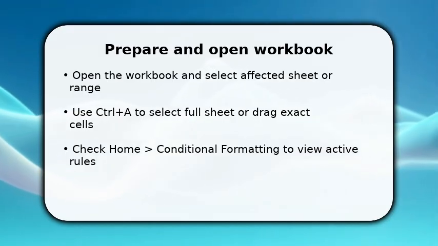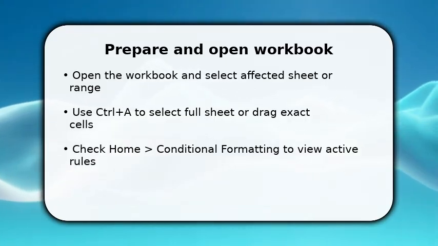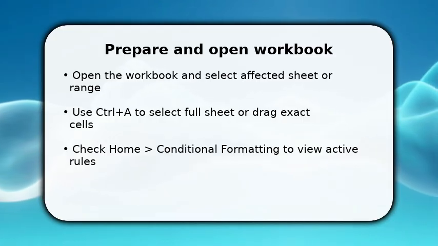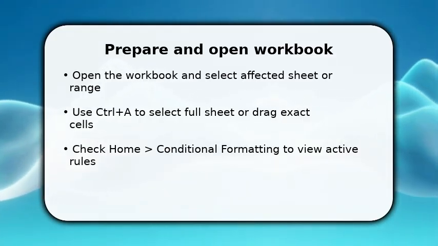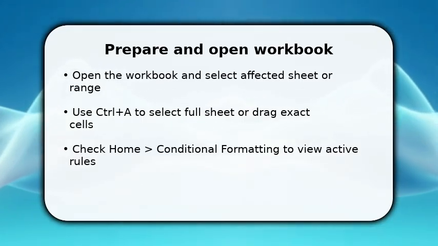Once selected, open Home, then Conditional Formatting, and click Manage Rules so you can see every rule tied to your selection. This tells you whether the condition is a rule, a custom formula, or coming from a table or named range, so you know what to remove next.